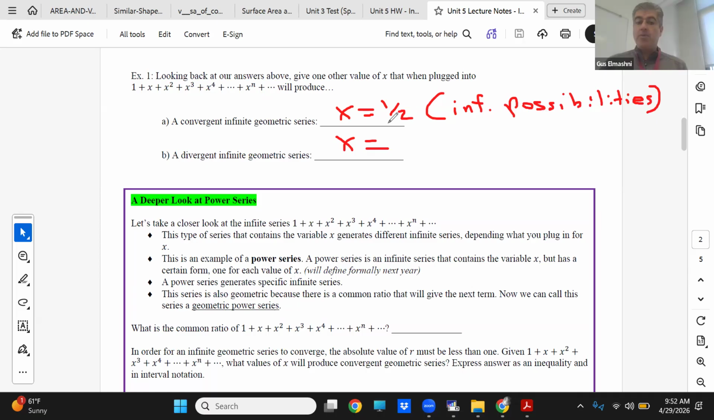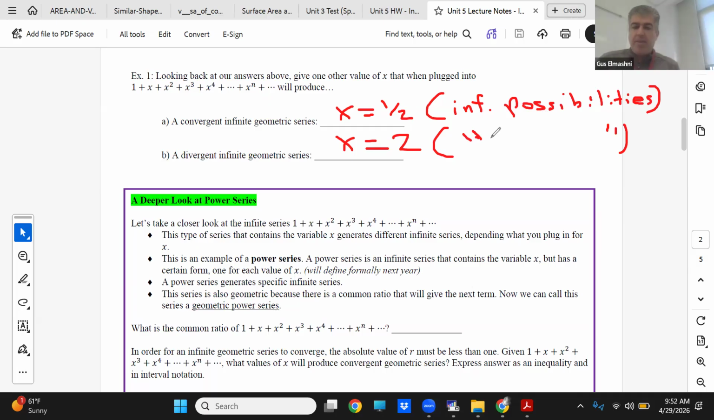What about if I want to make it divergent? 2, 3, 4, 5, whatever, right? Again, there are infinite possibilities, right? So now a deeper look at power series.